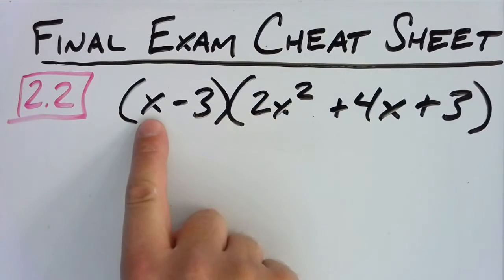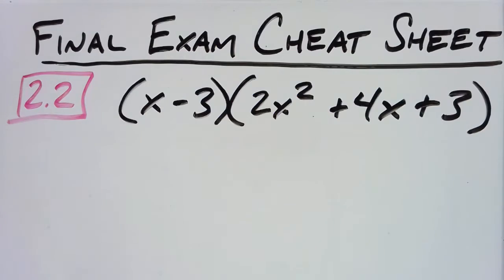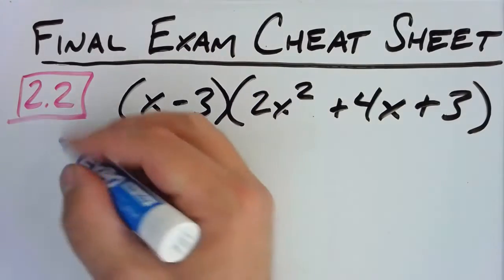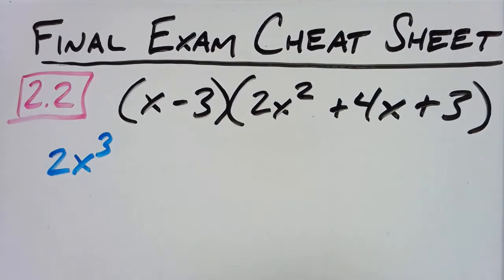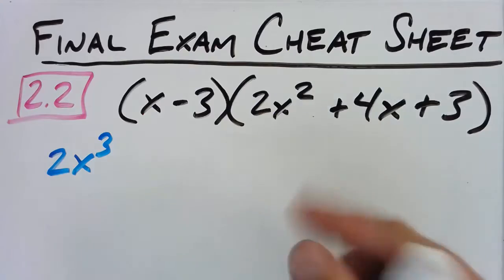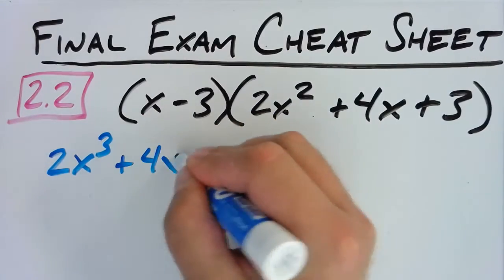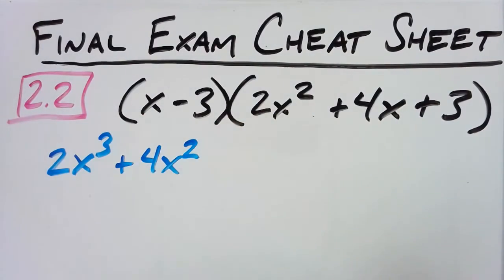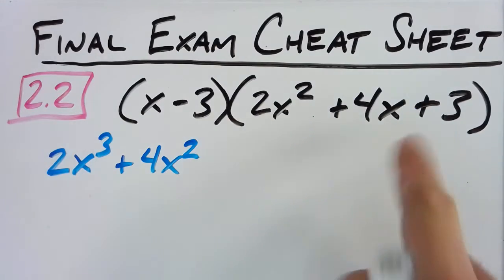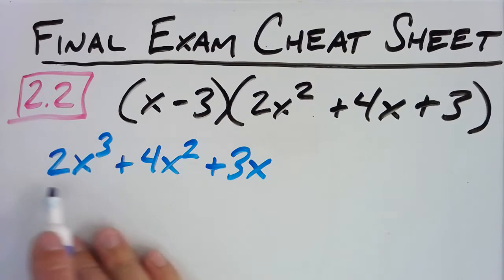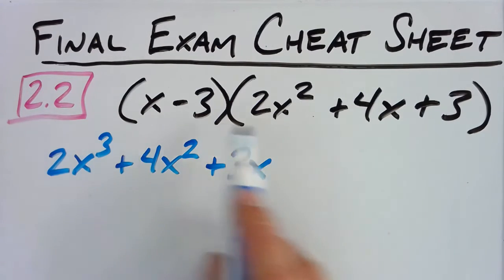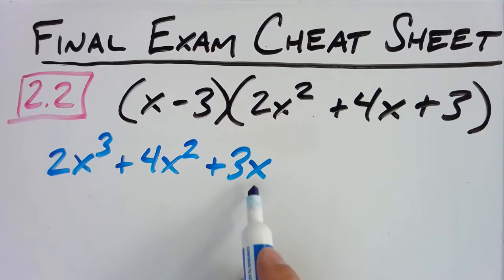All right, so just be careful with this. X times 2x squared will give me 2x to the third power. Positive x times positive 4x gives me positive 4x squared. Positive x times positive 3 gives me positive 3x. Makes sense that I got three terms because I multiplied x by each of these three terms. Those are the three results. Done with the x value.